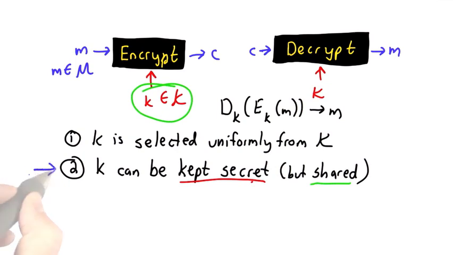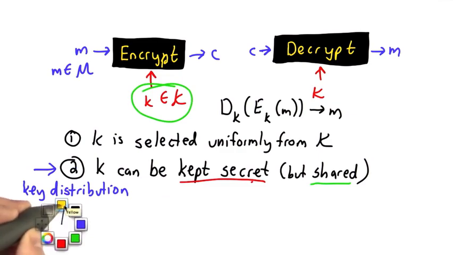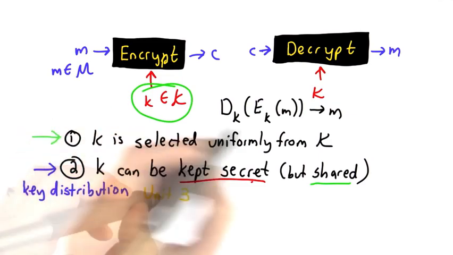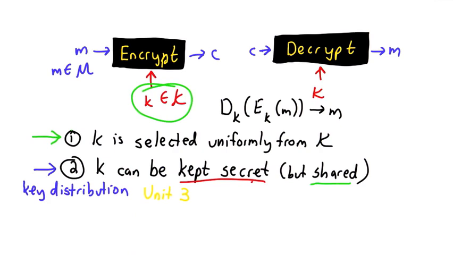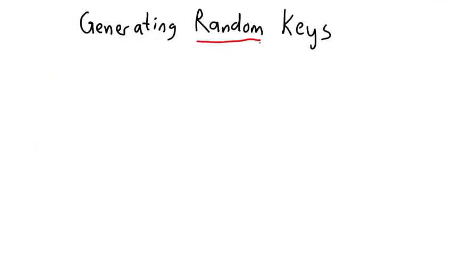This is a big challenge. We're not going to look at that yet this unit. We'll get to that later. This is the big problem of key distribution, which we'll talk about starting in Unit 3. Now I want to talk about this first problem, though, that we need to select a random key. So if we're going to generate random keys, we need some understanding of what randomness is.